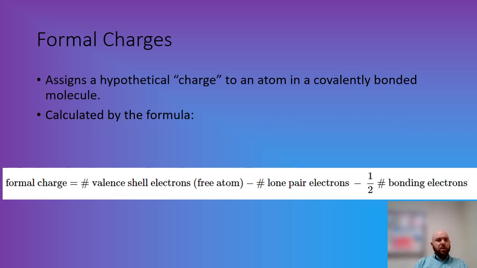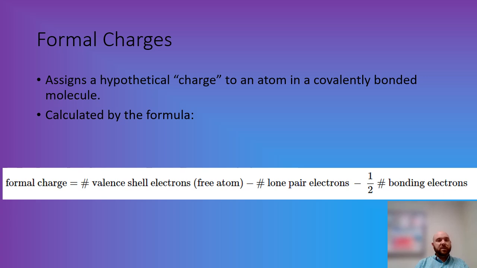Formal charges are a way of assigning a hypothetical charge to an atom in a covalently bonded molecule. They are calculated by using the formula you see here on this slide, where the formal charge on an atom is equal to the number of valence electrons a neutral atom of that element has, minus the number of lone pair electrons a bonded atom has, minus half of the number of bonding electrons that bonded atom has.